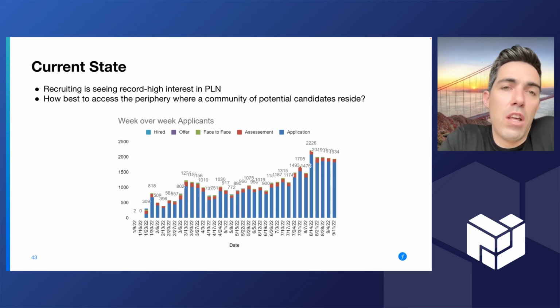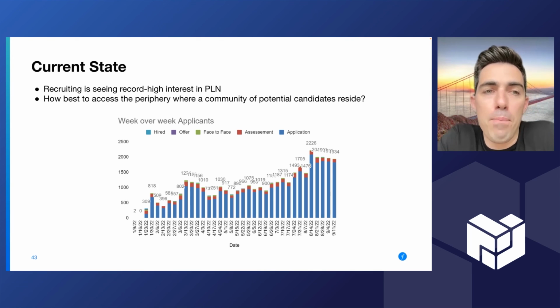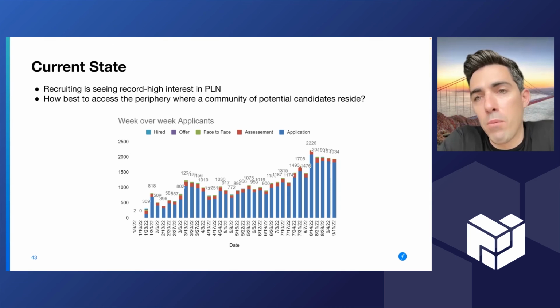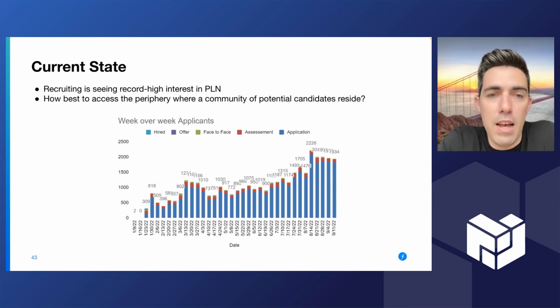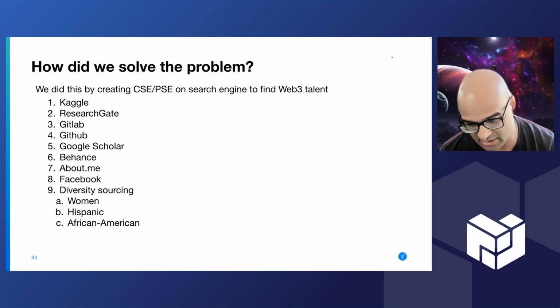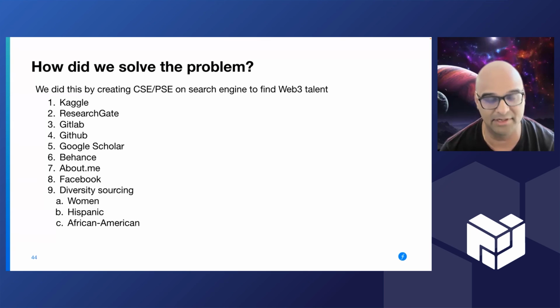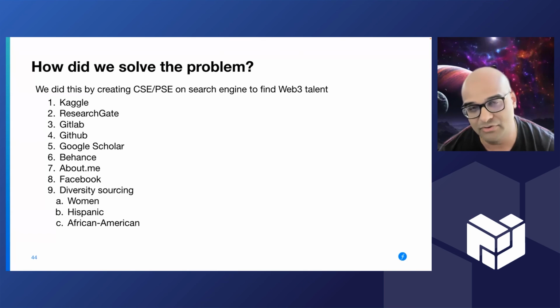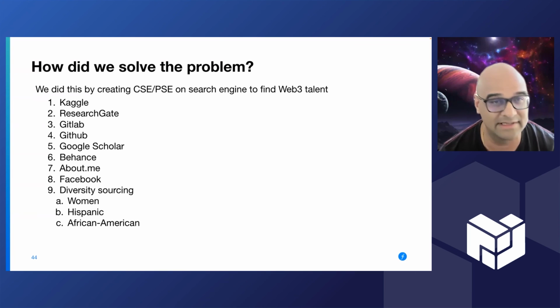And the question that we posed as we worked through this was how best can PL access the periphery where a community of these potential candidates reside? How do we find the best talent for us? And we really wanted to challenge ourselves to think outside, as Dave said, the traditional channel, be it LinkedIn or applicants. There are numerous channels available out there. So we set a target that we are going to find at least 30 channels. As of now, we have completed 9 different channels to find candidates.